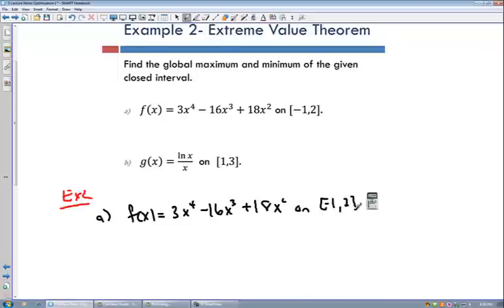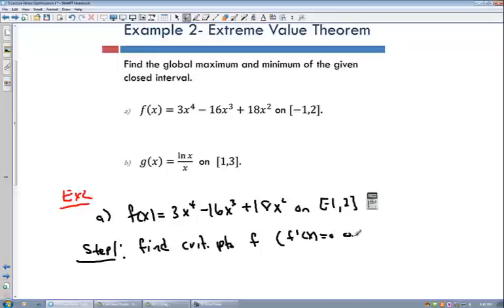So all we care about are the numbers between negative 1 and 2 and including negative 1 and 2. And these are inputs, so they're x values. And so the way we're going to find these global maximums and global minimums, and I know they exist by this extreme value theorem, I just got to figure out what they are. We'll do step 1, and again, I'll just keep copying this down, find the critical points of f. So that's when f prime of x is equal to 0 or undefined.